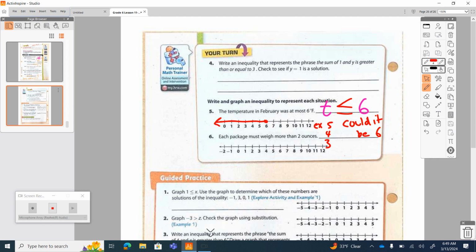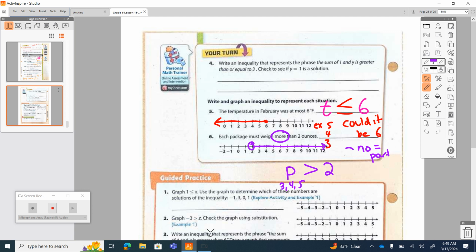The next one, each package must weigh more than 2 ounces. So over here, it could be 3, it could be 4, it could be 5. Okay? It could not be 2 ounces because it has to be more than. So no equal part. So it has to be an open circle. So what are things that are more than 2? 3 is more than 2, 4 is more than 2, 5 is more than 2. Start to see which way my arrow should go.